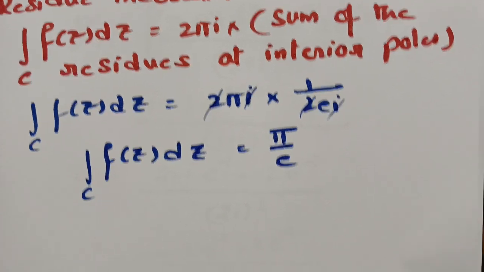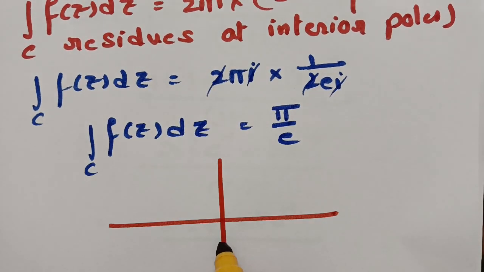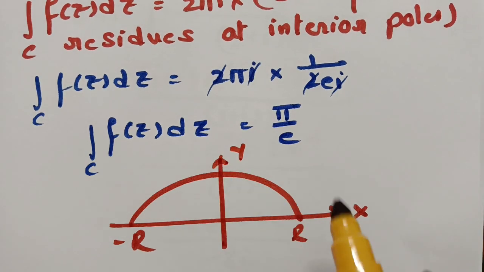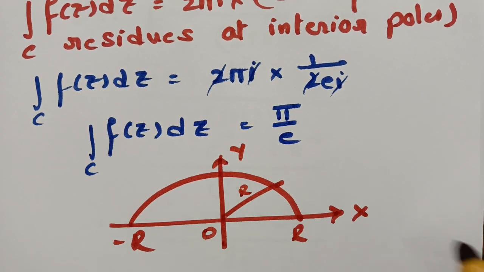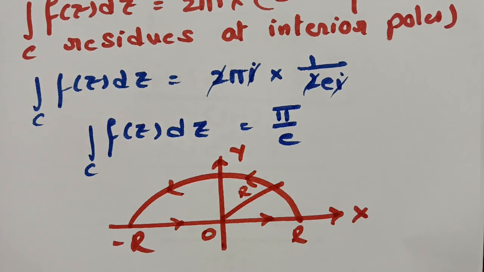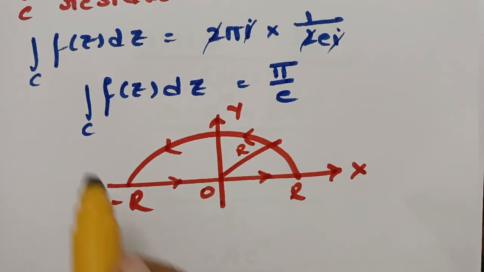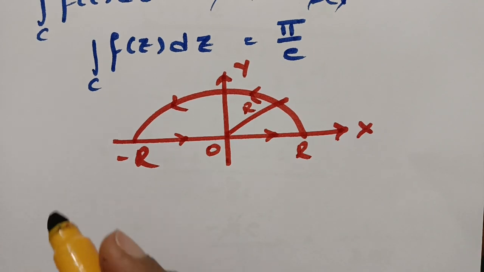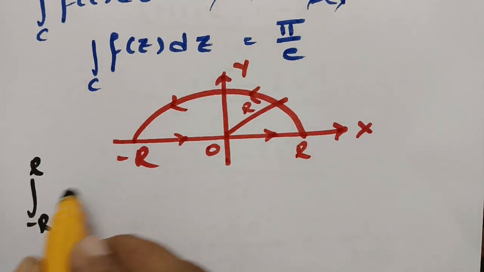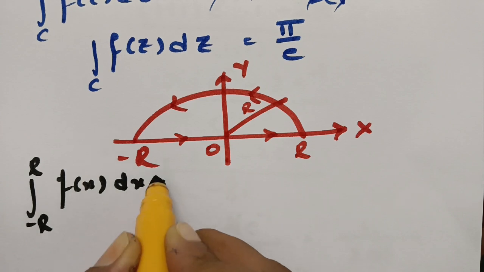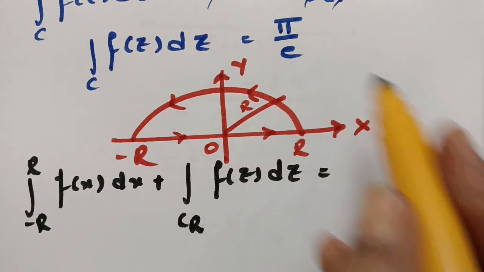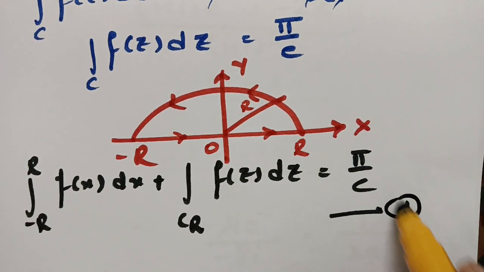And now what is our C? C is nothing but the closed contour here. So this is the closed contour from minus R to plus R along the real axis, this is the y axis, and this is a semicircle with center 0 and radius R. The path is along the real axis and through the semicircle. So C we have to split into two parts: integral from minus R to plus R of f of x dx, and integral over C R of f of z dz. We got the value as pi by e. So this is equation number 1.